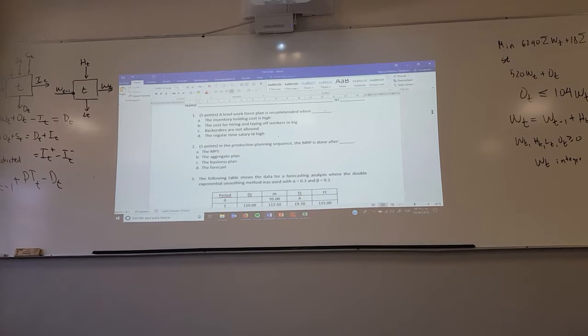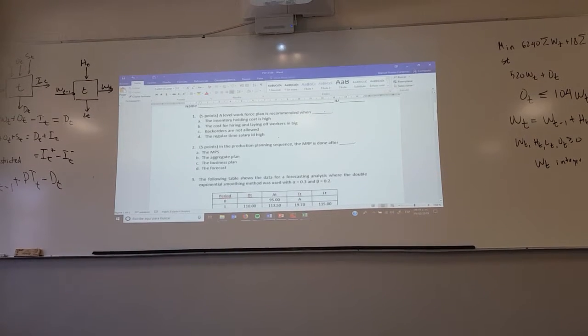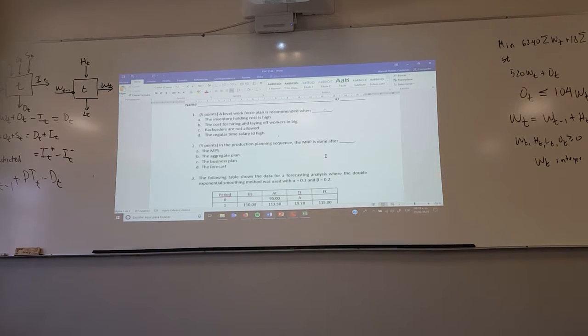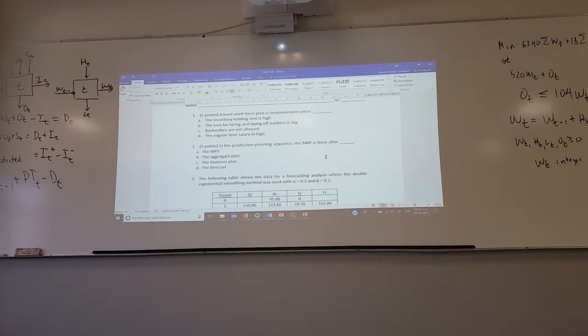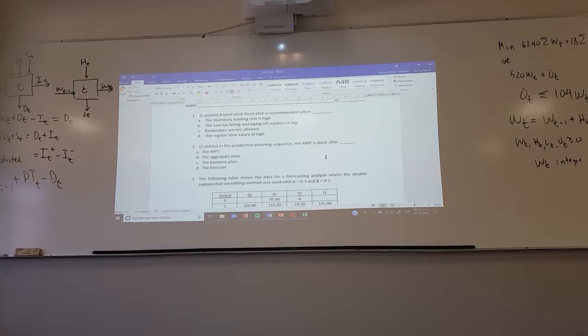Question number 2, we cannot answer that. We haven't seen the MRP. No, we have not, so we cannot answer that. Low workforce balance. Oh yeah, we haven't seen this, so you can answer this. The second question, we have not seen MRP, but we have seen this. Aggregate planning. MRP goes after MPS. So you need to study a little, but we have seen this. You can check your notes and you're going to see this.